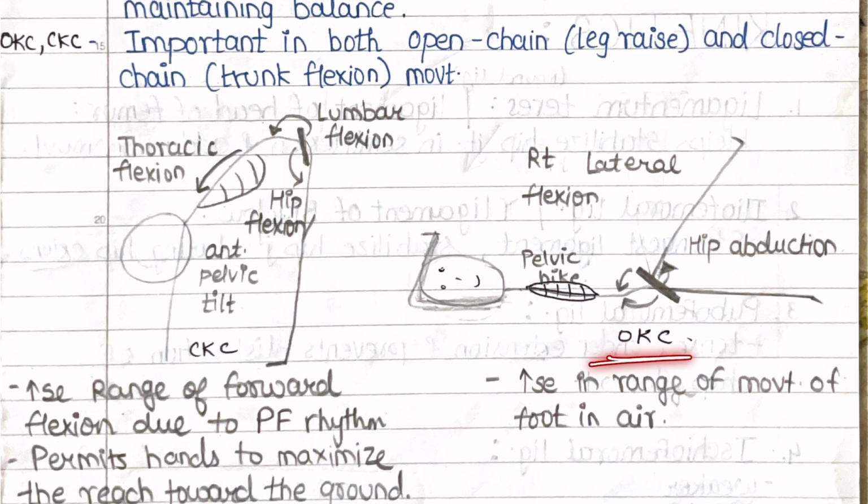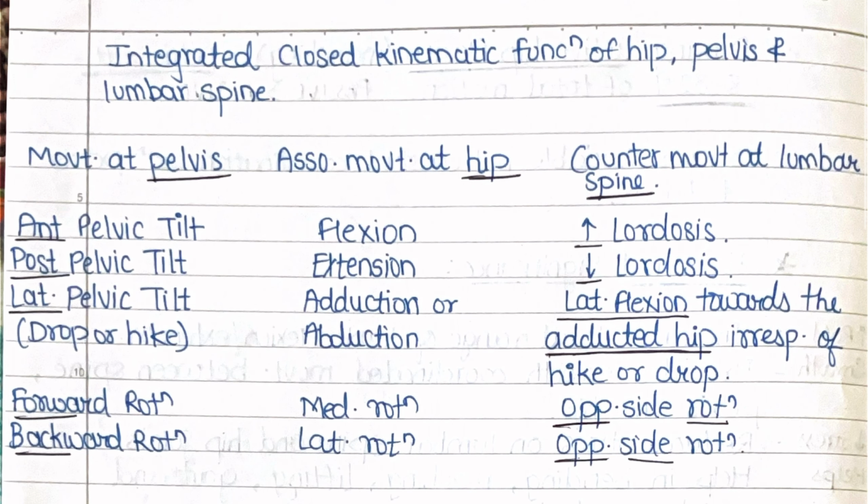And then in OKC, the person is lying down and moving one leg. So it increases the range of movement of the foot in air. Here it is hip abduction and there is pelvic hike. So this is the integrated kinematic function of hip, pelvis and lumbar spine.